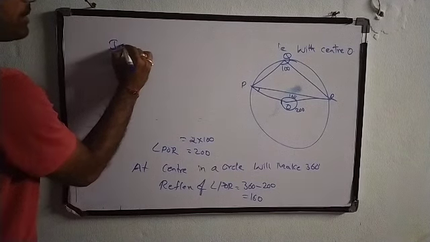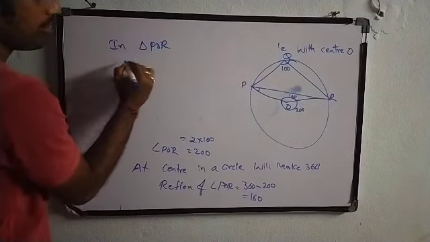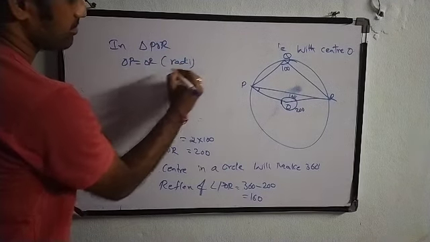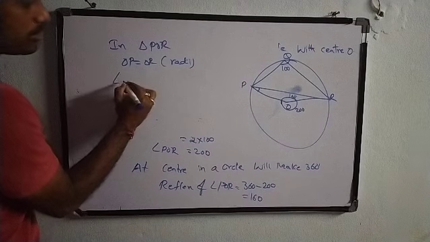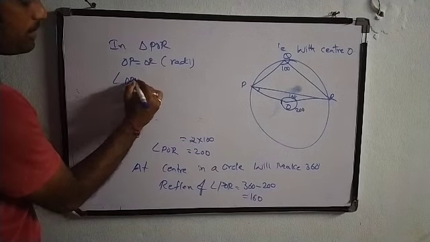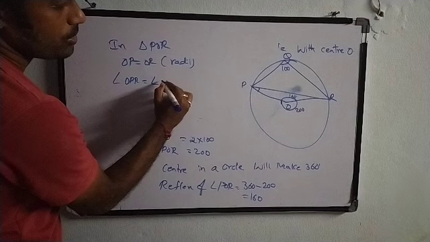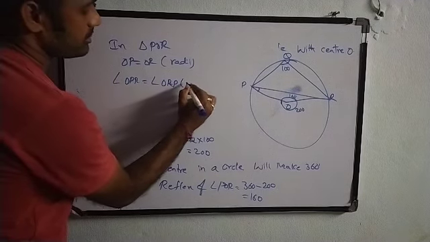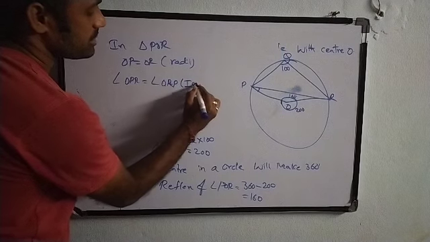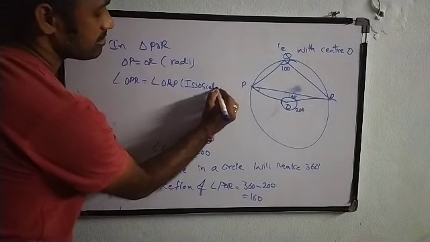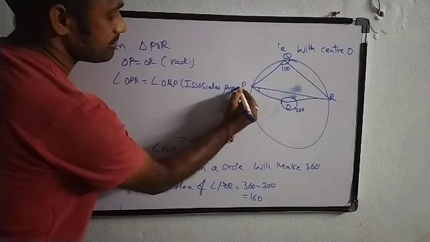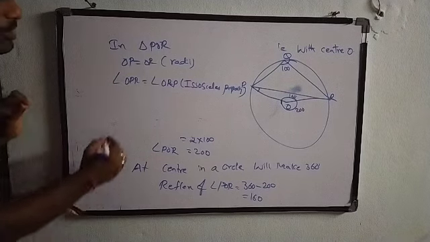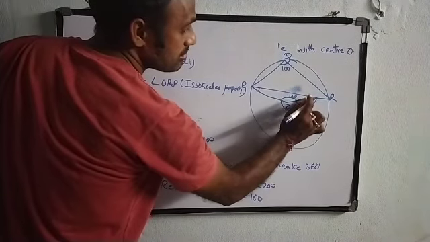Now in triangle POR, OP is equal to OR. Why? Because they are radii. If OP equals OR, then automatically angle OPR is equal to angle ORP. This is the isosceles property: if two sides are equal, the angles opposite to the equal sides are equal. So these two angles are equal.